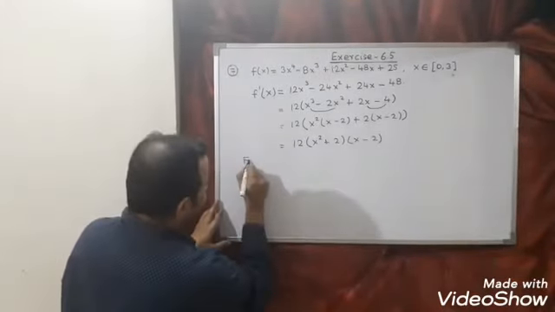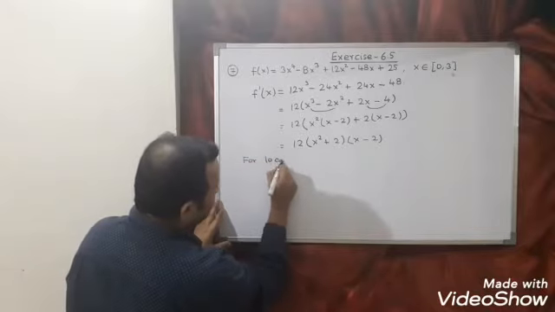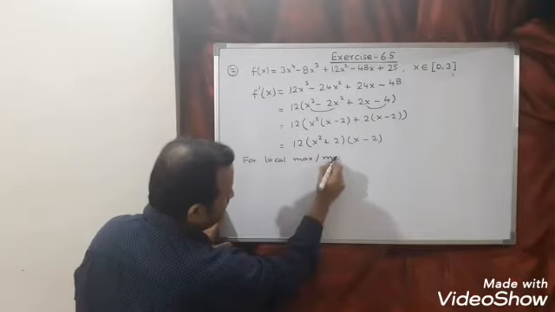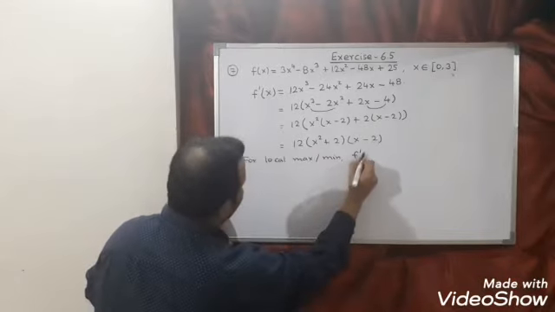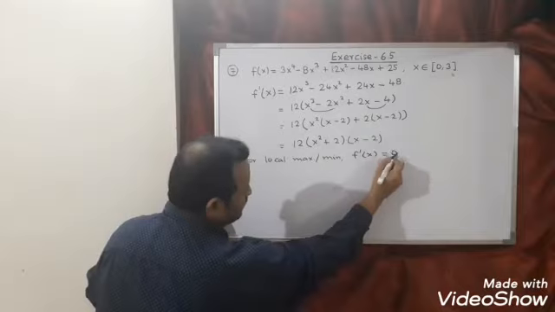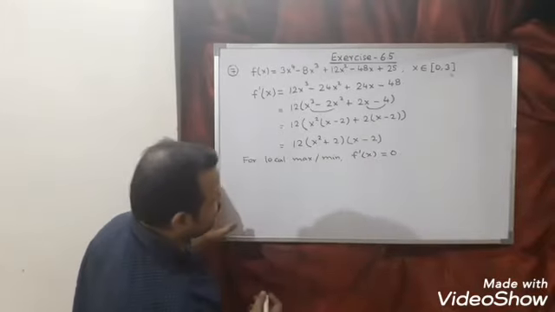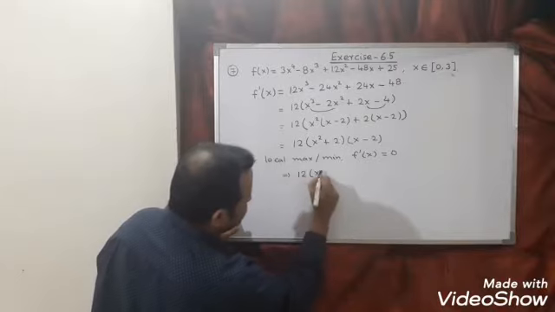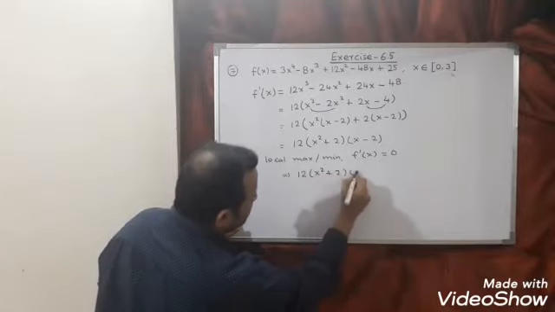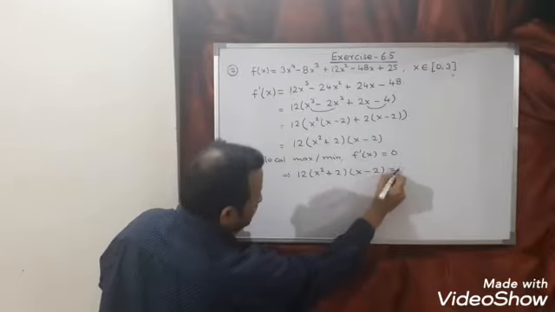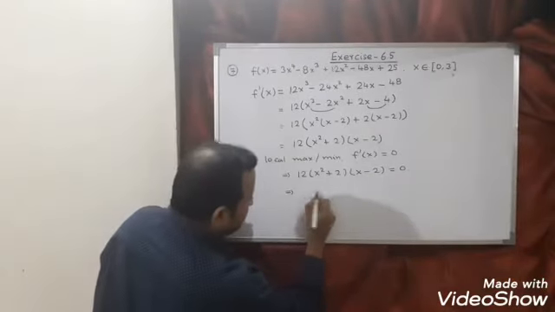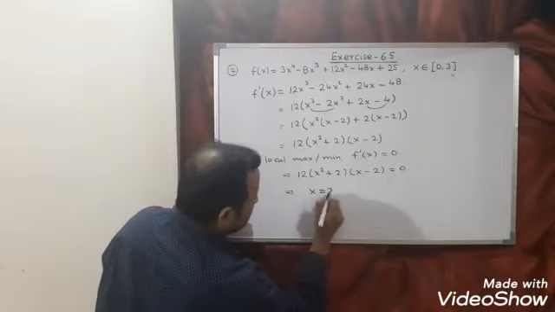Second step is for local max or local min, the condition is what? f dash x is equal to 0. Now put f dash x equal to 0. So what you will get? 12 into x square plus 2 into x minus 2 is equal to 0. So one value is what? So I can say x is equal to 2.